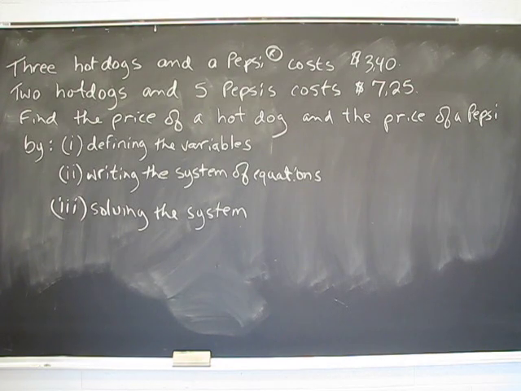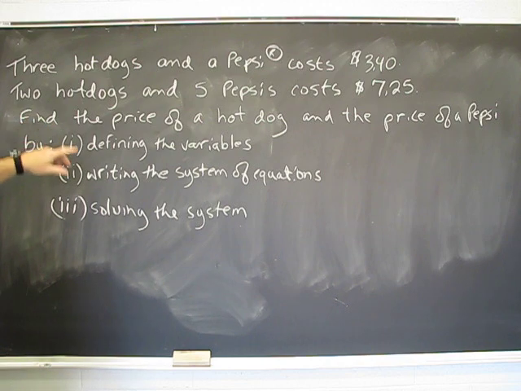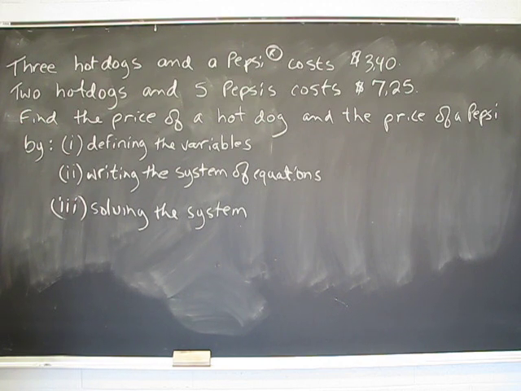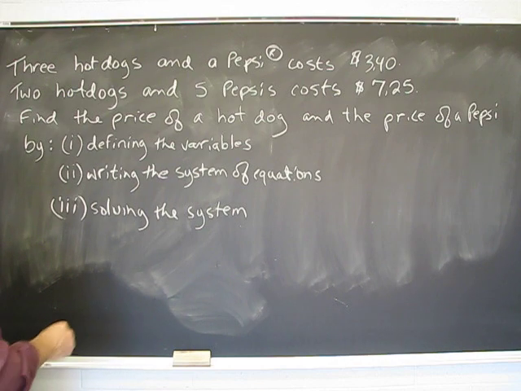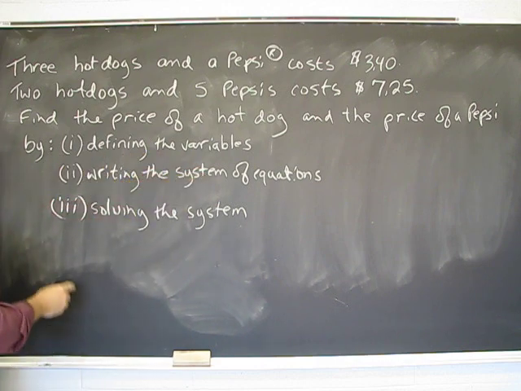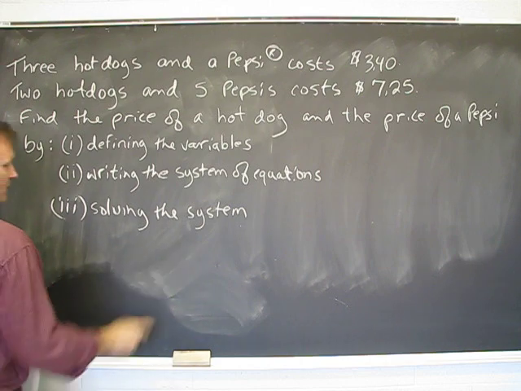Here's another problem. It's going to be a system of equations example. You have 3 hot dogs and a Pepsi, which cost $3.40, and 2 hot dogs and 5 Pepsis cost $7.25. Find the price of a hot dog and the price of a Pepsi by, here's your 3 steps: 1, defining the variables. 2, writing a system of equations. And 3, solving the system.